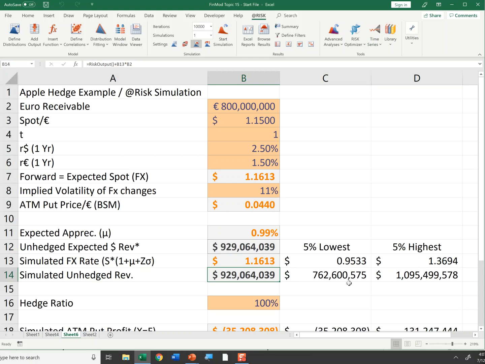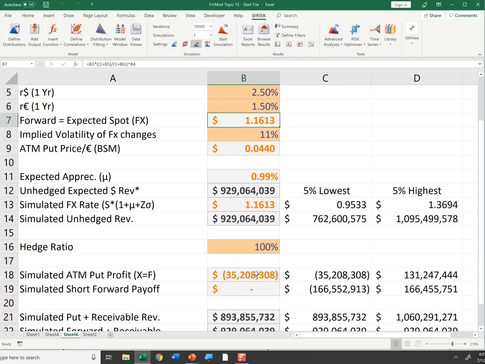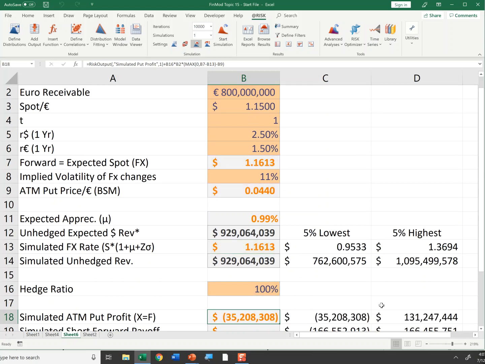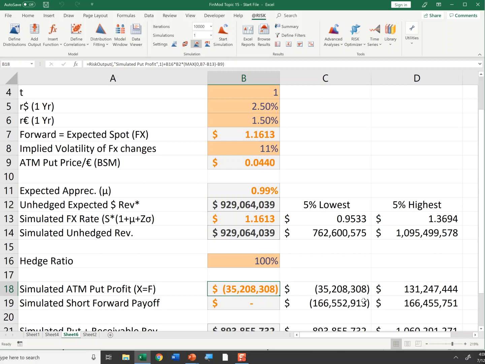So say Apple's unhappy with that risk exposure, and they want to get a forward contract or an option contract to sell the euros at $1.16 using a put or using a forward contract. Well, let's calculate the payoff if they bought a put on 800 million euros. What I have here is the payoff, the profit of that put.